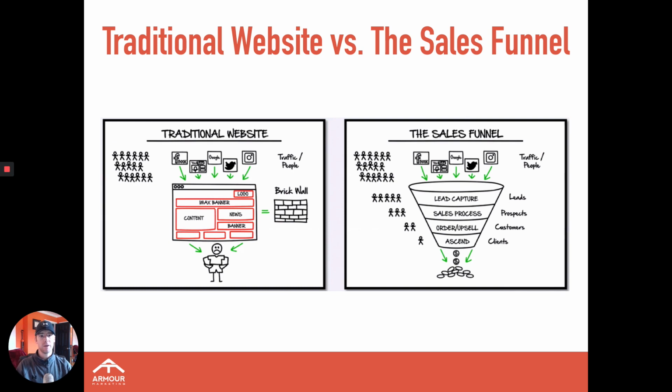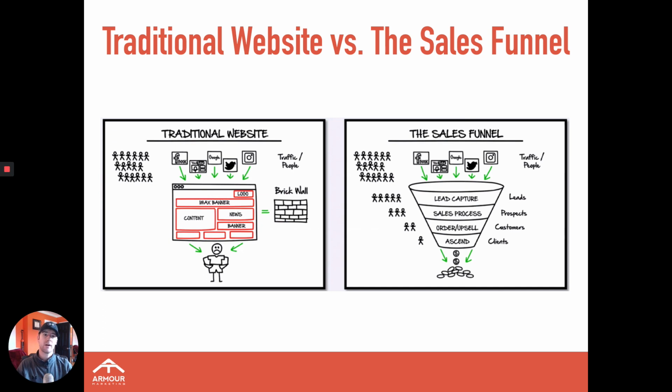If you aren't familiar with a sales funnel, you see on the left-hand side is a traditional website. On the right-hand side is the sales funnel that I am talking about. So with traditional websites, you drive traffic from Facebook, YouTube, any social media site. They land on your website. They see a ton of different stuff. Your logo, your navigation, there's 20 different things to click on. There's content, there's news. There's stuff everywhere. They get confused and they eventually end up leaving. They run into a brick wall, and you can see that sad guy down there on the left-hand side underneath the website. He looks pretty angry.